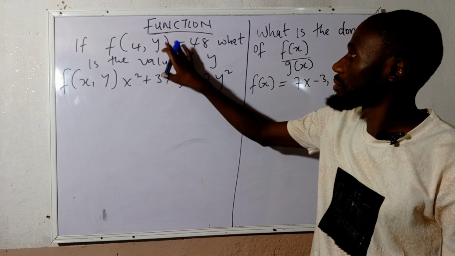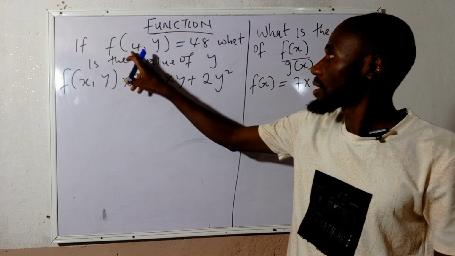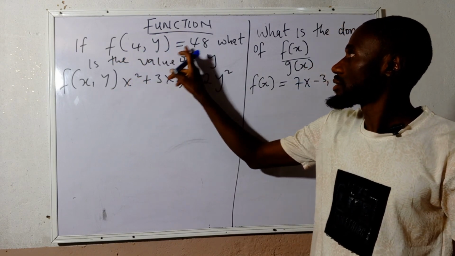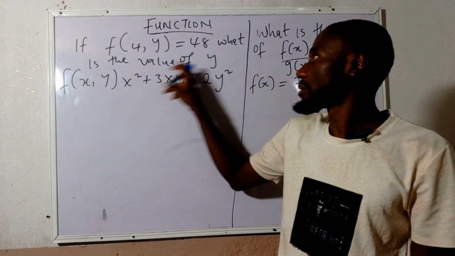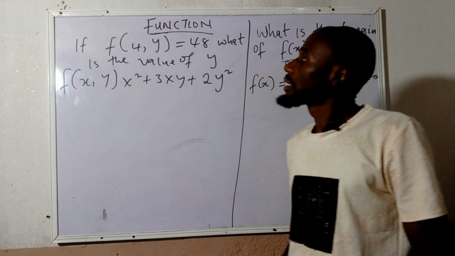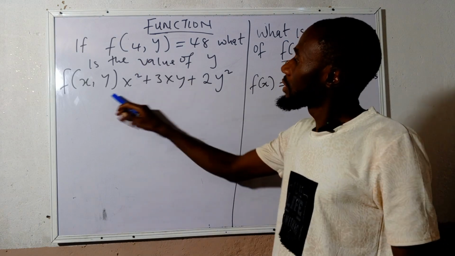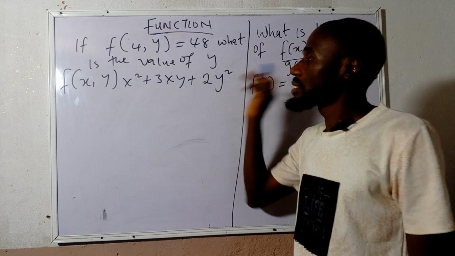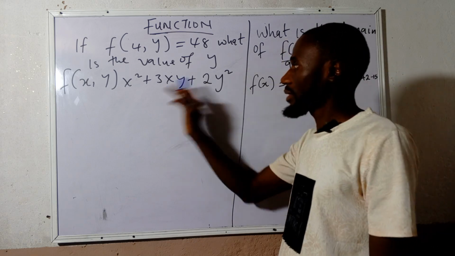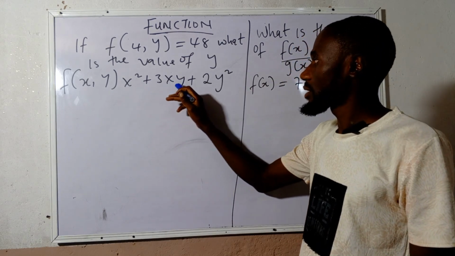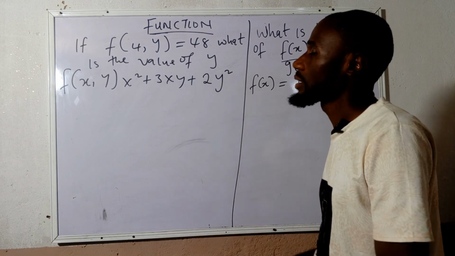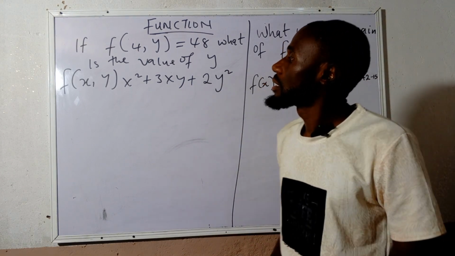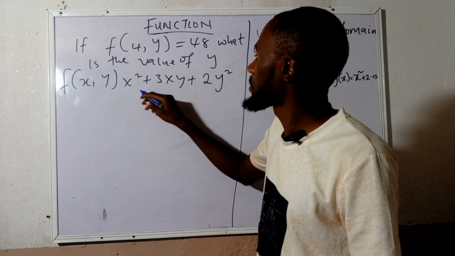We are going to solve the function which says f of 4 comma y is equal to 48. What is the value of y? Since the 4 is given and f of x comma y is given as the function x squared plus 3xy plus 2y squared, then we are going to proceed straightforwardly.